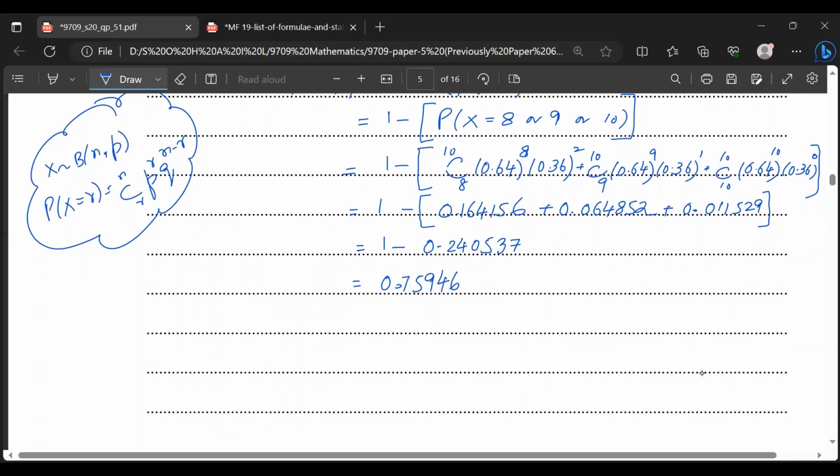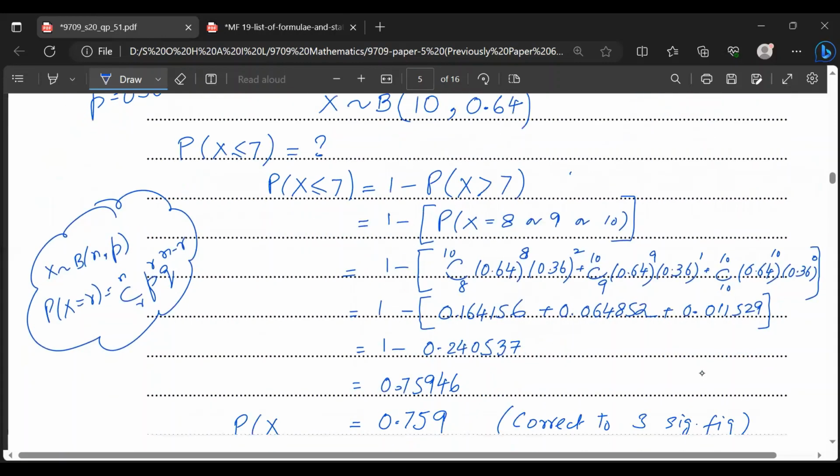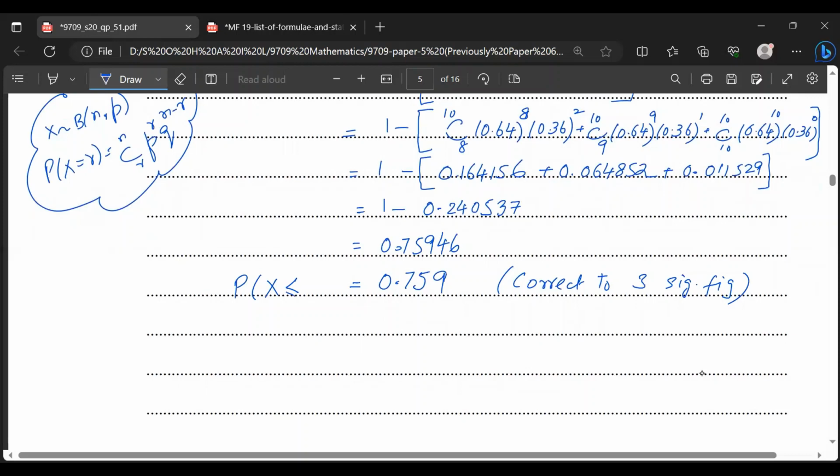And 1 minus that is 0.75946. As we always write the answer to three significant figures, 0.759. This answer is correct to three significant figures, and this is the answer for probability of X less than or equal to 7, the probability that no more than 7 of the boxes contain more jellies than chocolates. This is how you can answer this part.